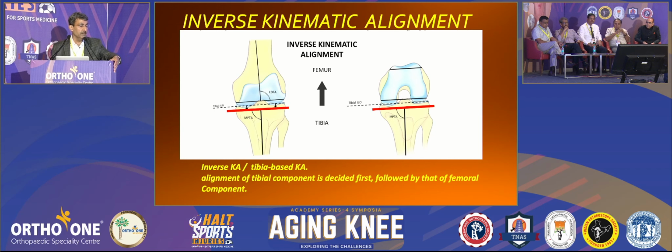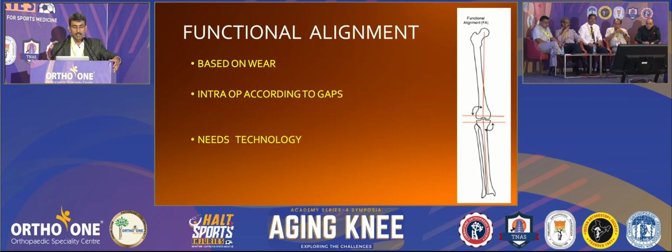None. So I do it when the patient has a stiff knee. You're not able to correct the deformity fully. You anticipate posteromedial tightness. So that's where I start with the tibia and then do some adjustment on the femoral side. So I think the last one that I'll talk about is functional alignment.